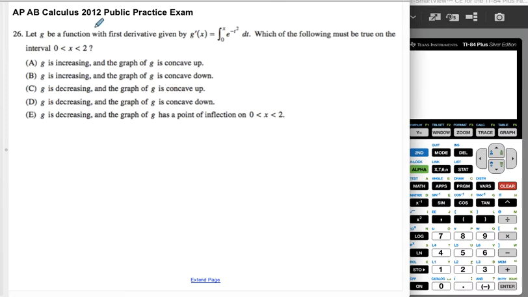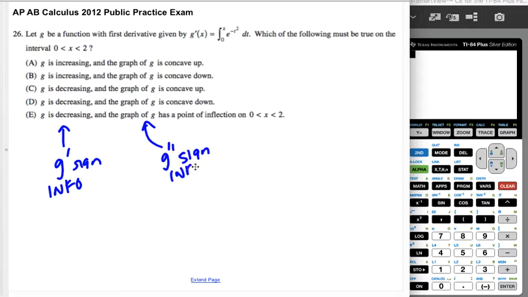All right, let g be the function with first derivative g prime, this ugly mess. Which of the following must be true? Okay, so they ask you a bunch of questions about g prime sign info, and then they ask you a bunch of questions about g double prime sign info, right?